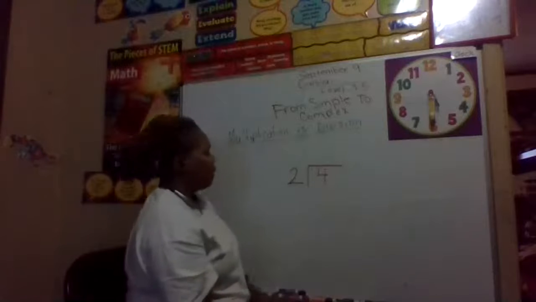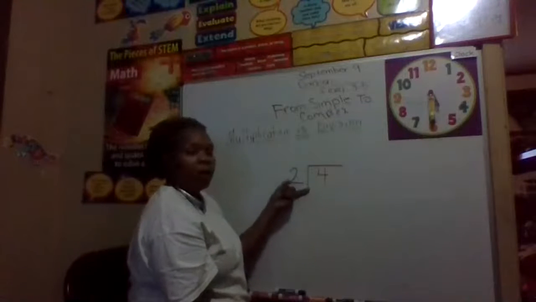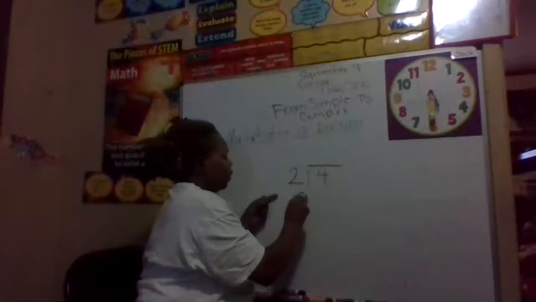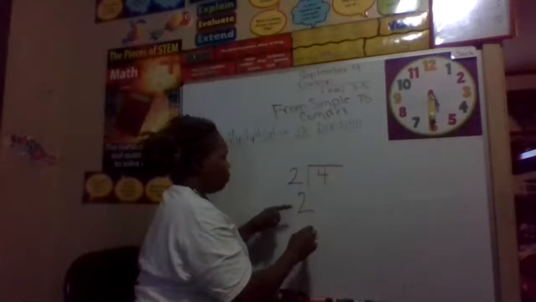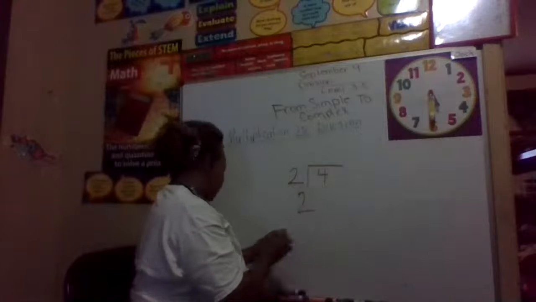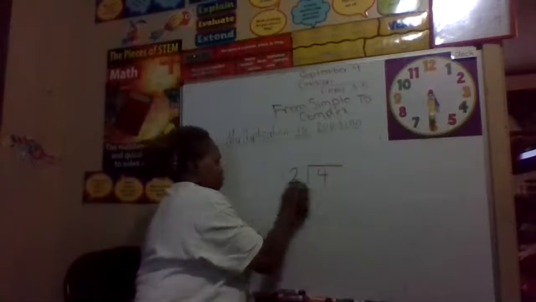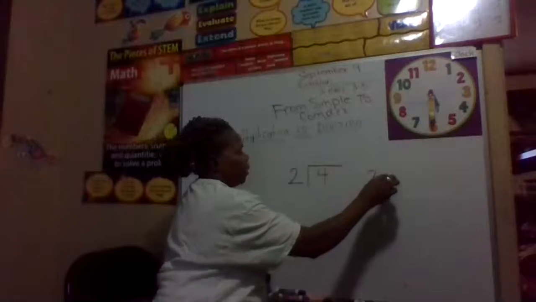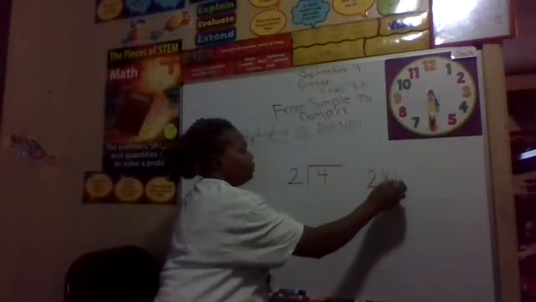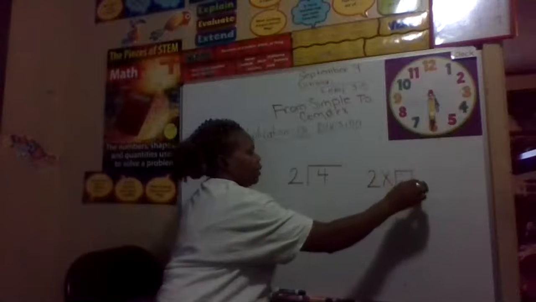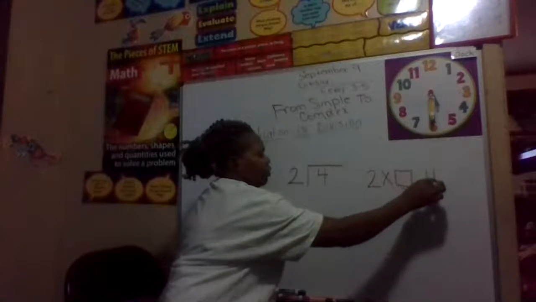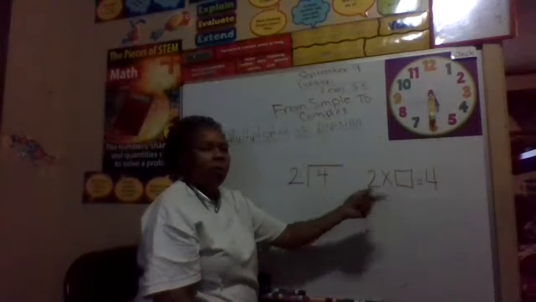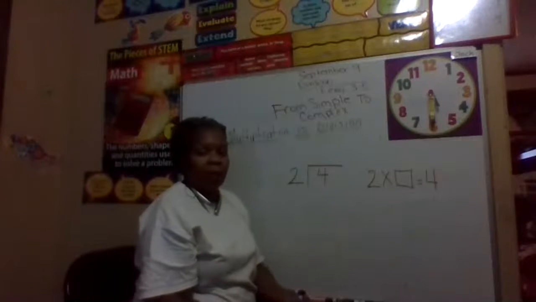Or 4. Now, we want to look at something before we even do that. We're going to put the 2 here. Before we do this, I want to show you something. Let's set it off to the side so you can better view it. Let's put the 2 here, and it's going to be times something. Times something is going to give us 4. 2 times something is going to give us 4. Now, we don't know what that something is.